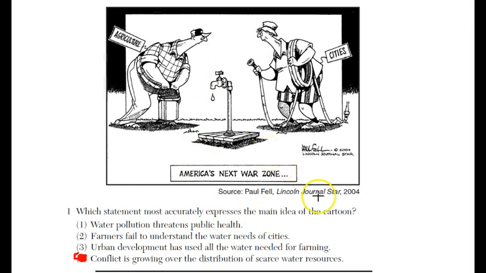Nothing here about water pollution. Farmers fail to understand the water needs of cities. Well, this doesn't really seem to be taking the side of the farmer or of the city guy particularly. Urban development has used all the water needed for farming. Again, this isn't really taking sides. So the only choice that makes sense there is number four. Easy. Okay, then let's scroll down and look at the next one.